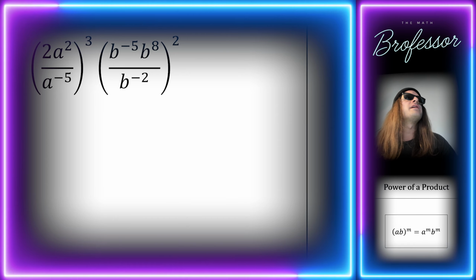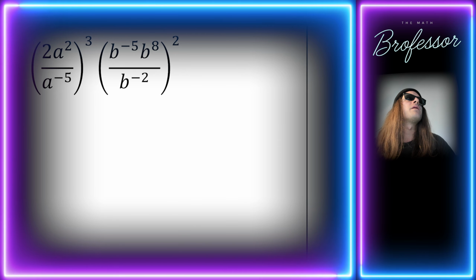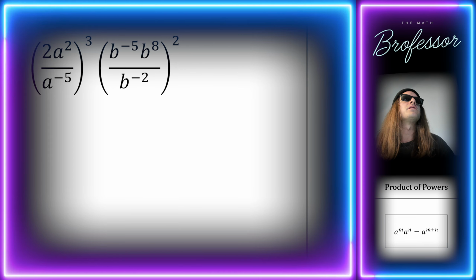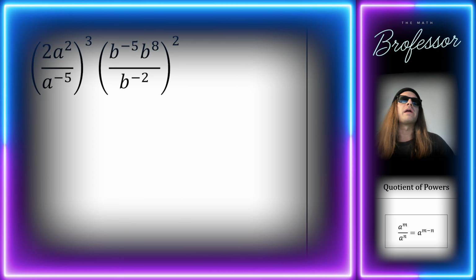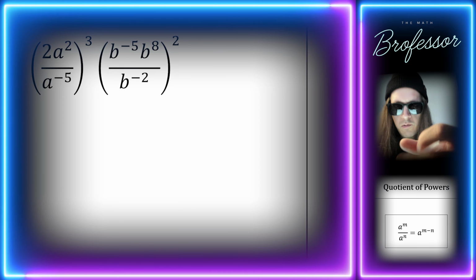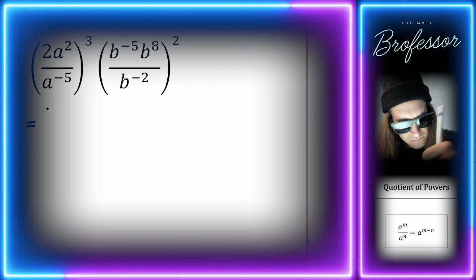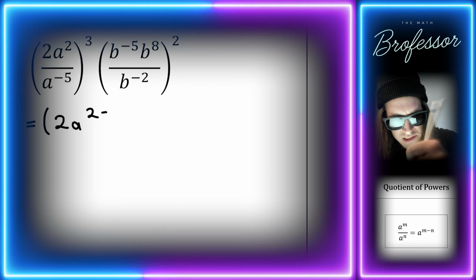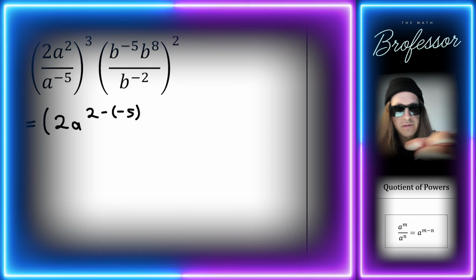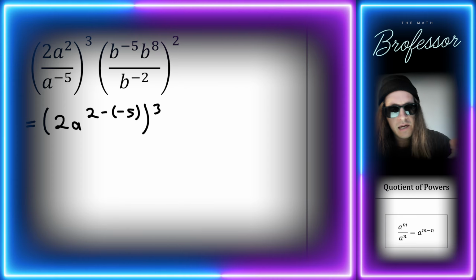Let's start this off with quotient of powers. Yeah, we're going to have to be subtracting. I mean, it's going to be a mixture of product and quotient of powers, but starting with the a's right here. So this would be 2 to the a. Quotient means I subtract the exponents. This is 2 minus -5. Watch out for that double negative. There's a cube on the outside. We'll deal with that later.